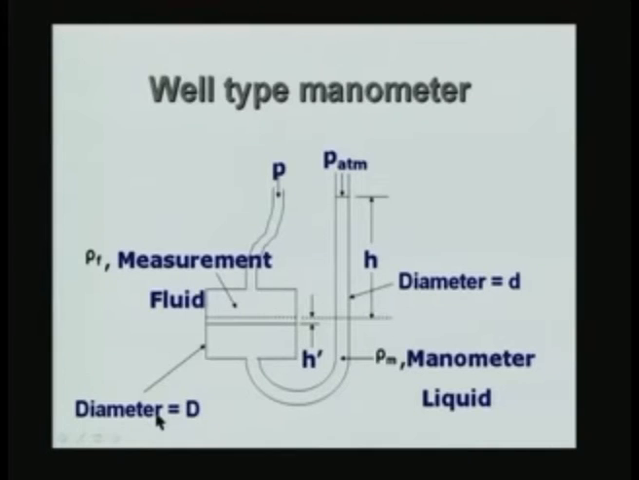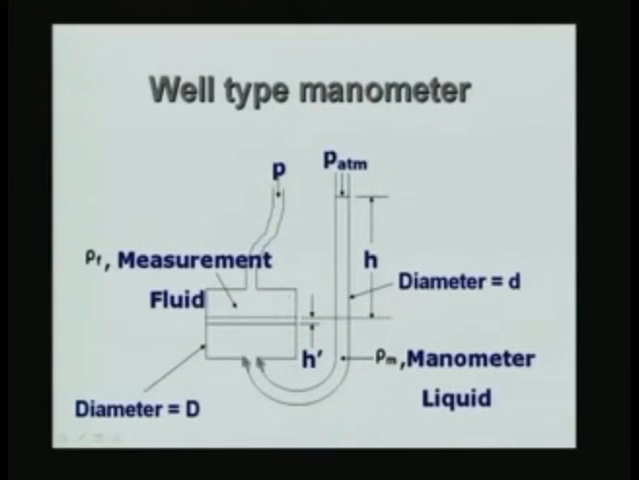A well type manometer is going to have a large reservoir as shown here. On the left side I have a large reservoir, and on the right side I have a smaller diameter vertical limb. So, we have a large reservoir and a small diameter tube as the manometer, and let us see what is going to happen. I am going to connect the reservoir to the pressure to be measured, not the other way. The pressure to be measured is always connected to the reservoir side or the well.